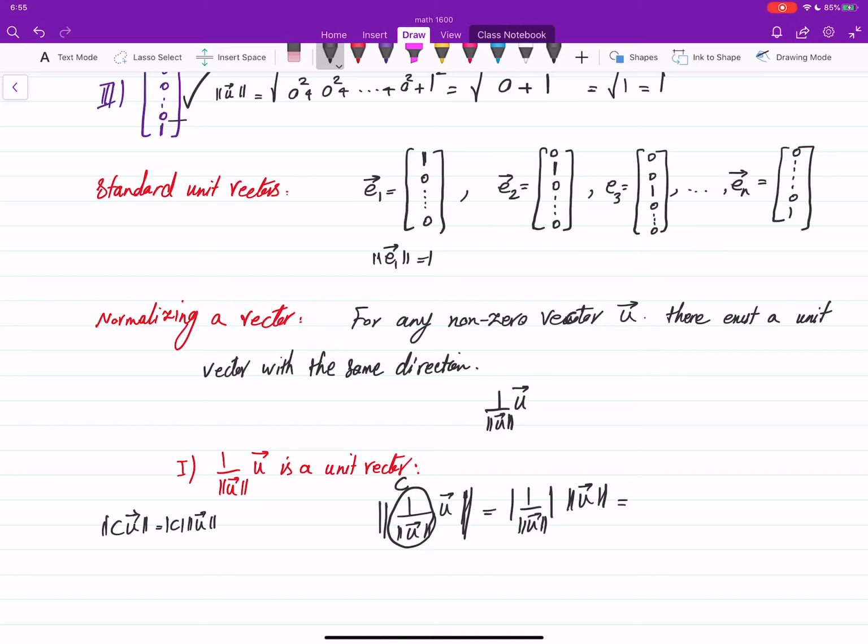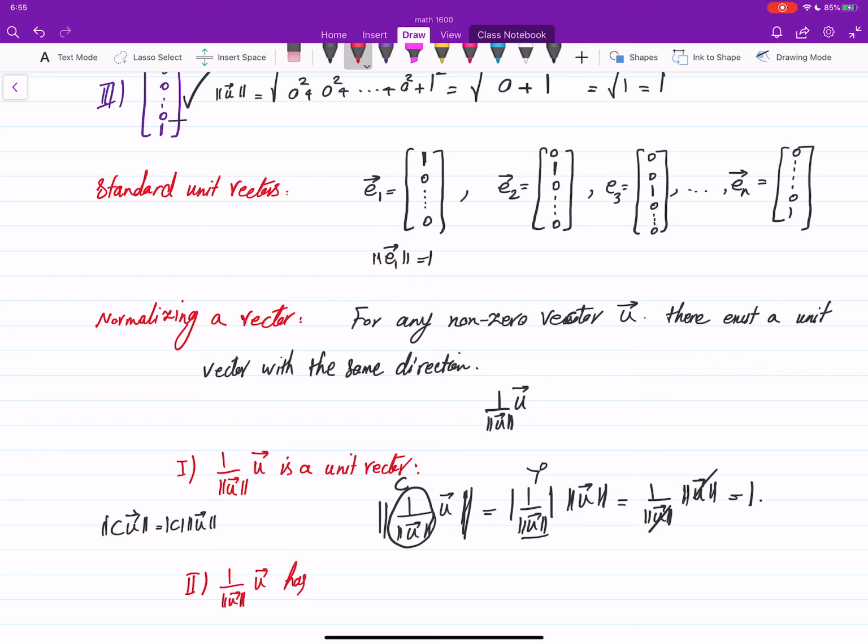But length of u is positive, 1 is positive, so 1 over length of u is a positive number. It means that, well, we can just drop the absolute value. Absolute value only turns negative numbers to positive. It keeps positive numbers the same. So this is length u, this cancel, and you get 1. So that's why this is unit vector.